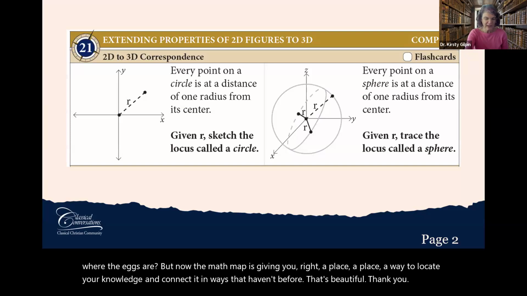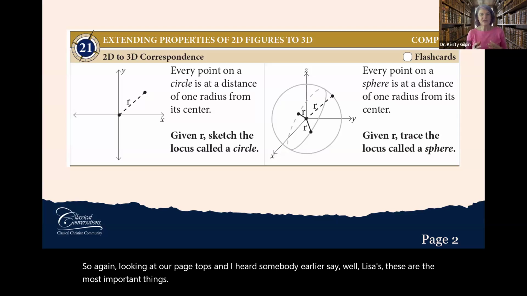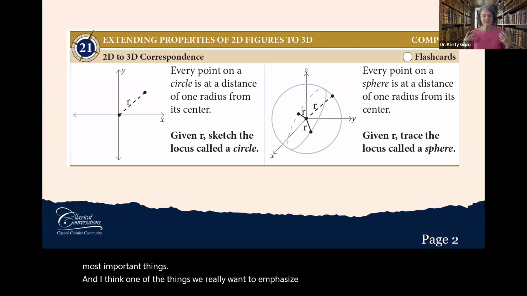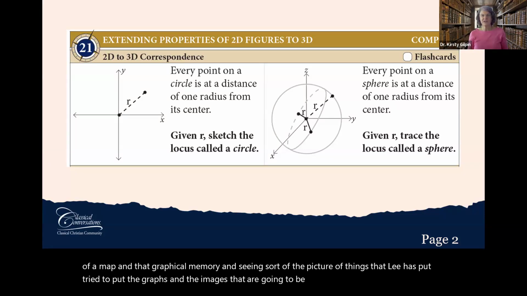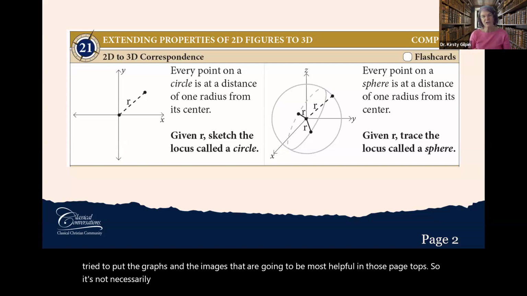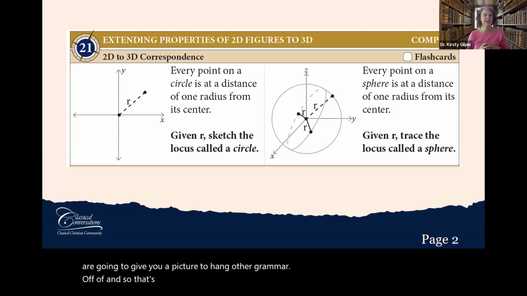So again, looking at our page tops, I heard somebody earlier say, well, Lee says these are the most important things. I think one of the things we really want to emphasize is, coming back to this idea of a map and that graphical memory and seeing the picture of things, Lee has tried to put the graphs and the images that are going to be most helpful in those page tops. So it's not necessarily all of your grammar, but these are some really solid pegs that are going to give you a picture to hang other grammar off of. And so that's why we really emphasize starting with these.